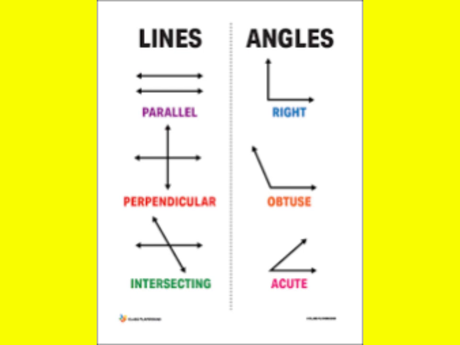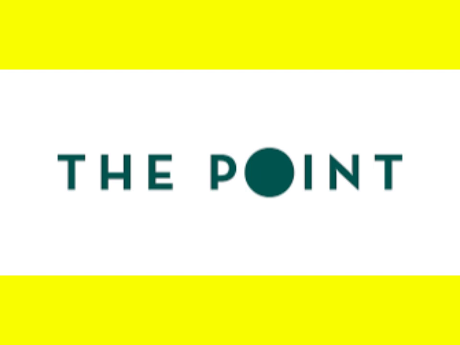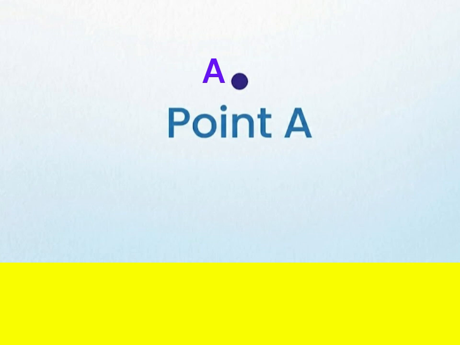Let's start with the smallest unit of all, the point. What is a point? Look closely at this dot. In geometry, we call this a point. A point has no length, no width, and no height. It simply marks a specific location in space. We name points using single capital letters, like point A. Think of it as a digital GPS coordinate for your paper.